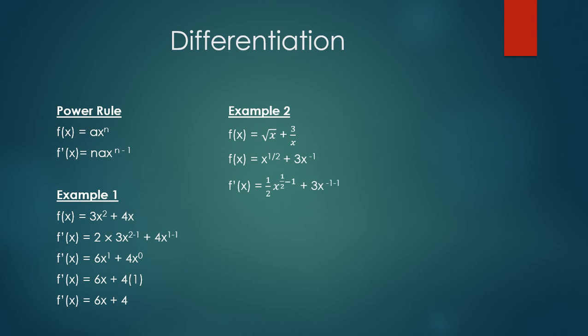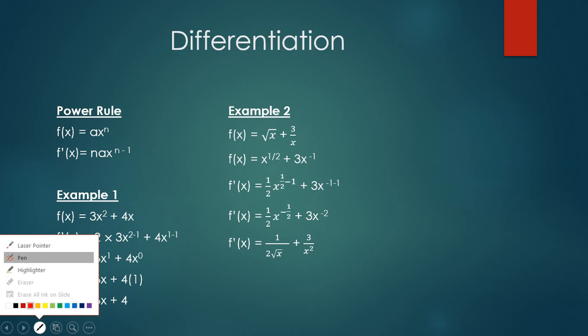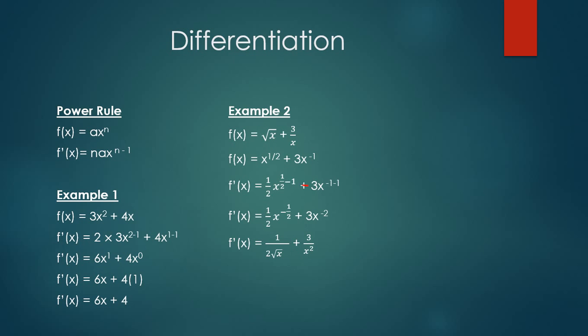Once again, applying the power rule gives us a half x to the half minus 1. And here, since we have a negative 1, we bring down that negative, so this should be a minus. So we have a half x to the half minus 1, minus 3x to the minus 1 minus 2.